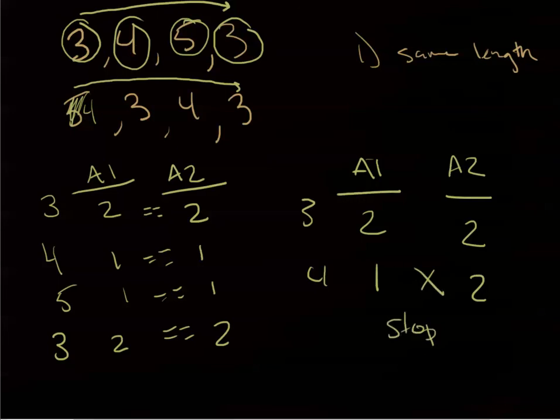The list is not equivalent. And then I would just stop. This is an exit early scenario as well, where I would just return false as soon as I saw that. So that's going to be my algorithm. It's sort of a brute force algorithm.